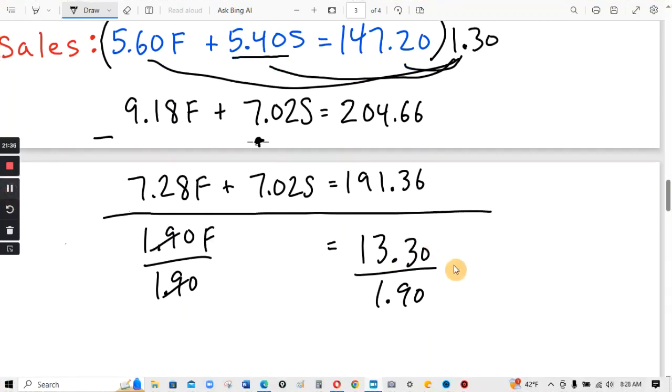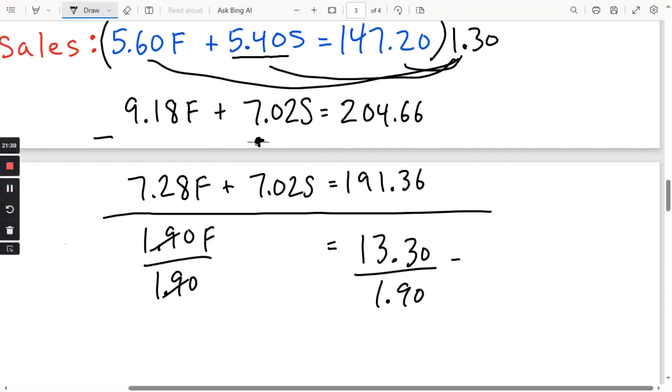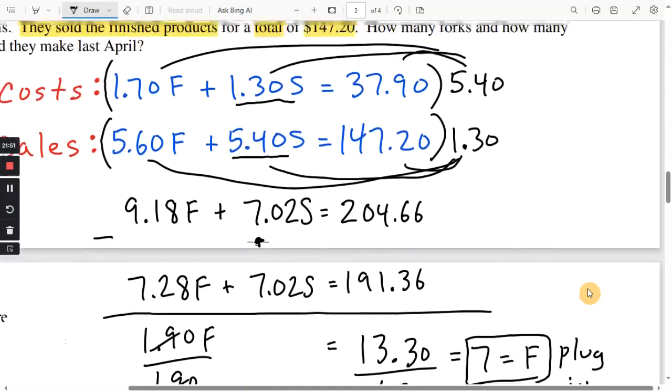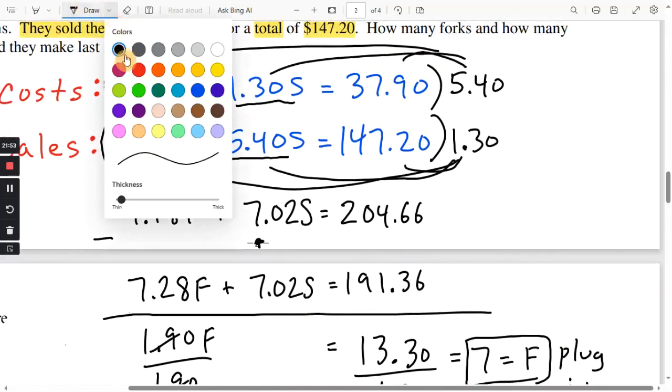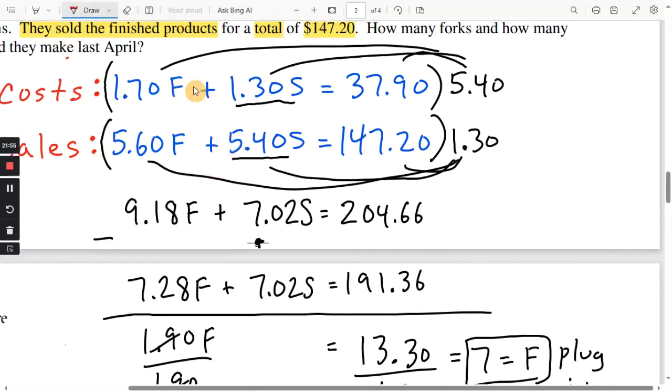All right, so this here is 7. So F equals 7. You want to take that F and plug it in. All right, both equations are a little complicated, so I don't think any one is easier than the other. I'm going to take it and plug it in this equation right here. So take the 7 and put it in right there.